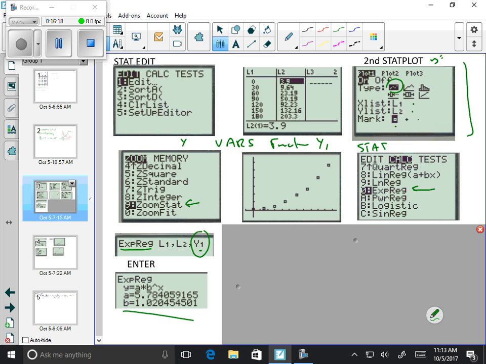So once you've got that, you need to go down to store regression equation. Oh, that should be L1, so we need to put second. Now just go down to that, and then you want to do Y1, which is VARS, Y variables, function, 1. Okay. Then you hit calculate. Go down to the next one and go calculate. I'd forgotten that the TI-84 pluses have a very different screen.